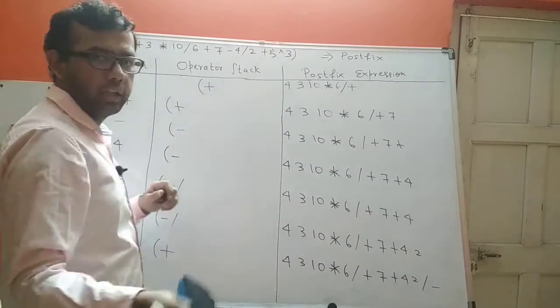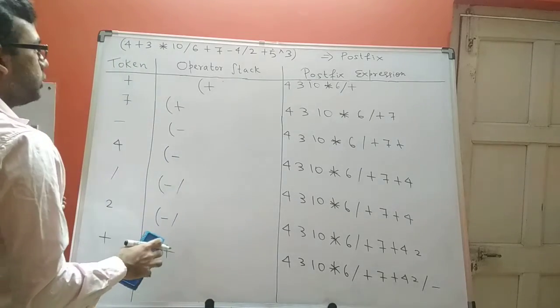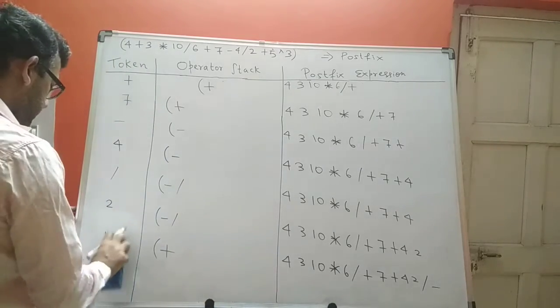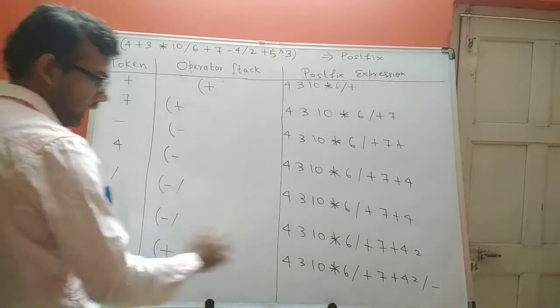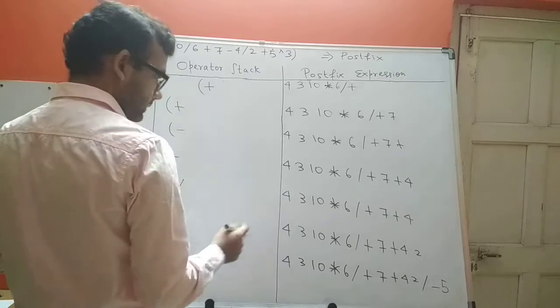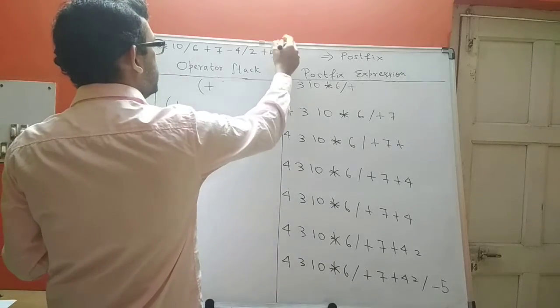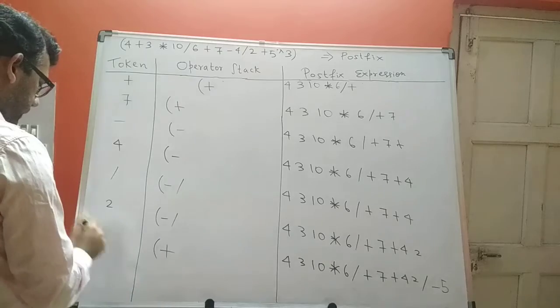I hope you have got the hang of things right now. So now my current token is 5. Now 5 is an operand. What do I do? I add it to my output. Next, my next token is exponentiation. Now exponentiation is my current token.